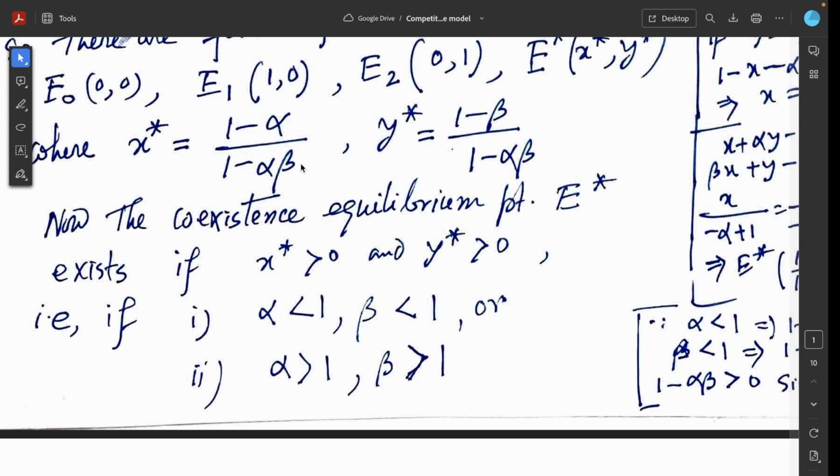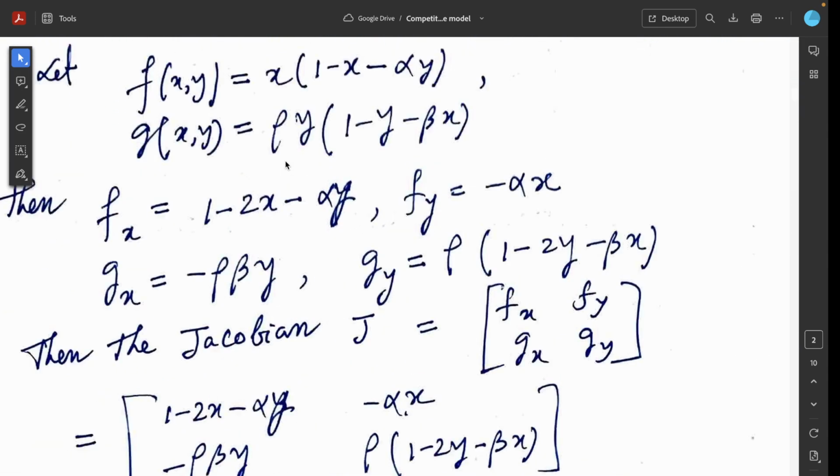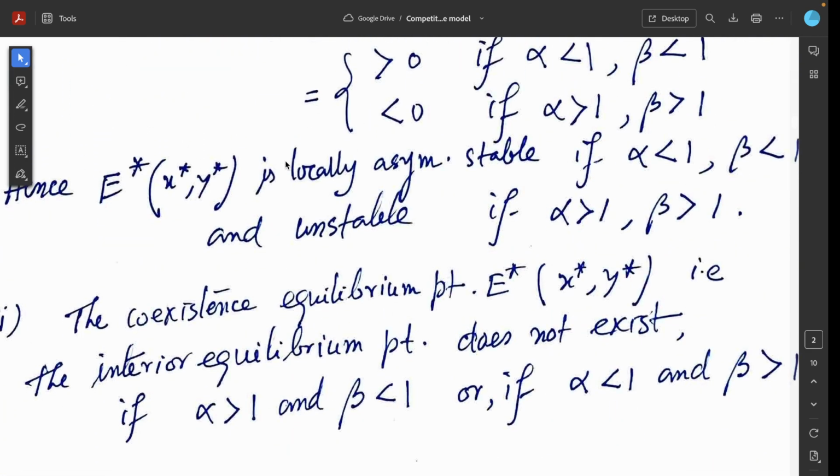And similarly, for the other case, alpha is 1 by 2. This is 1 minus a positive, and this is negative, beta greater than 1. So negative over positive, so x star is negative. So in this case, when alpha is greater than 1 and beta is less than 1, the coexisting equilibrium point does not exist. Or in this case, alpha is less than 1 and beta is greater than 1, then also the coexistence point star does not exist.